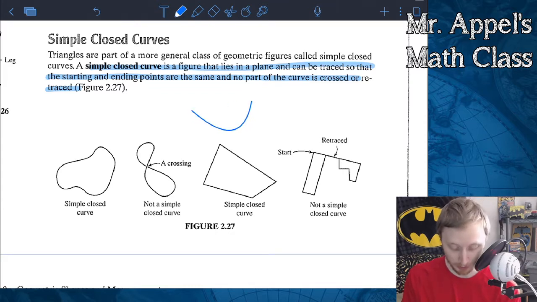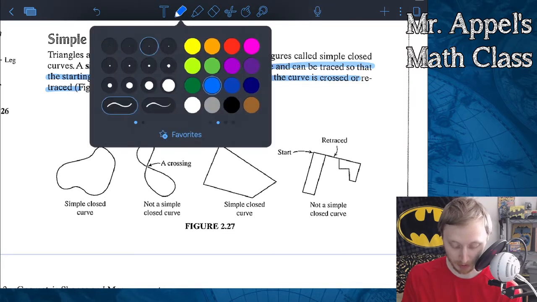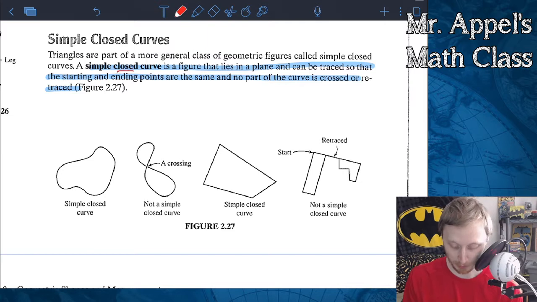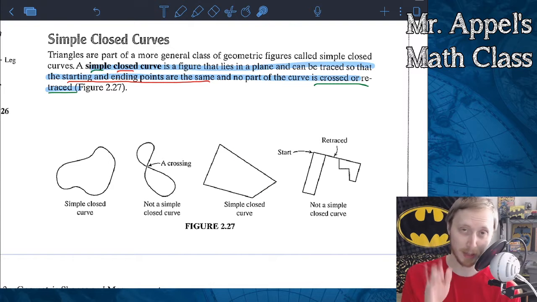It's not closed. The closed part, if I may, let's use red here, is that the starting and ending points are the same. And then the simple part refers to no crossover or retracing. And even though it says curve, all straight lines are very special versions of curves. So even though it's all made of segments, it is still a simple closed curve. This one requires you to retrace at some point to do this bit, and then come back to do this bit.